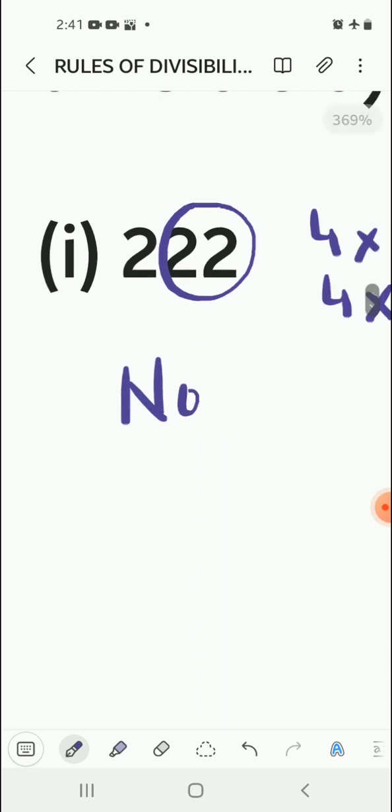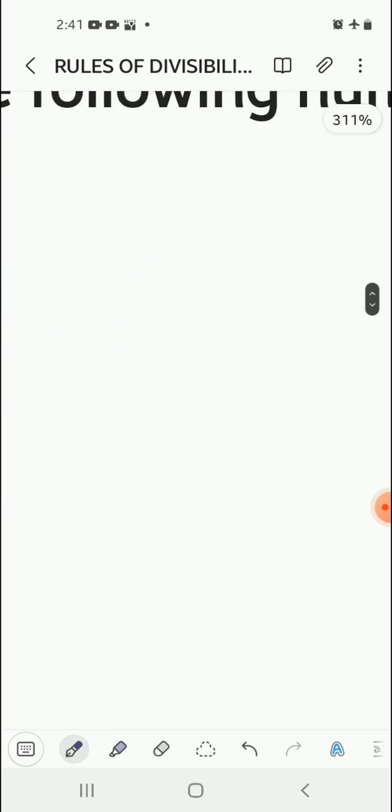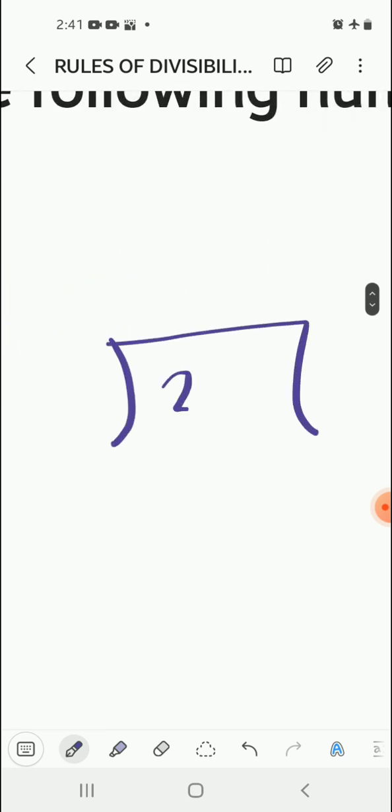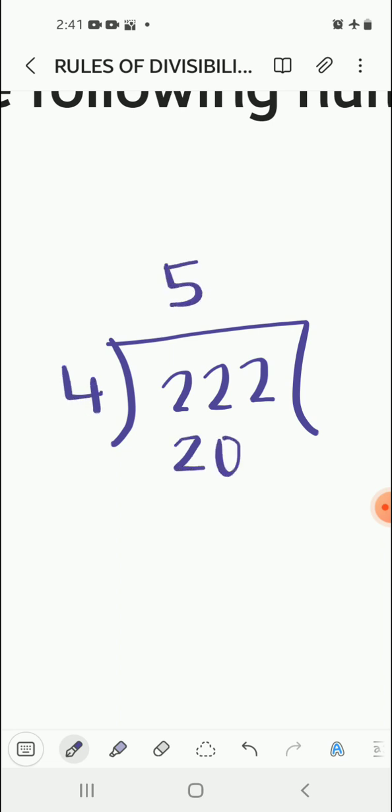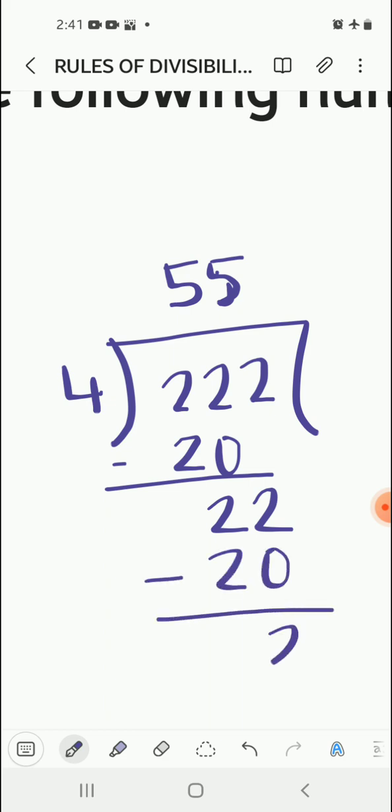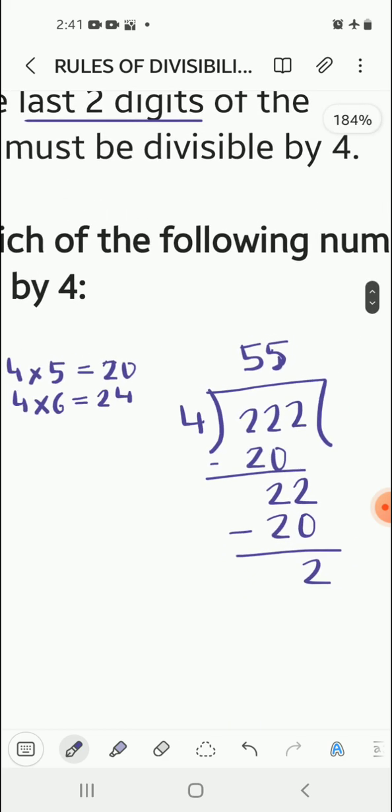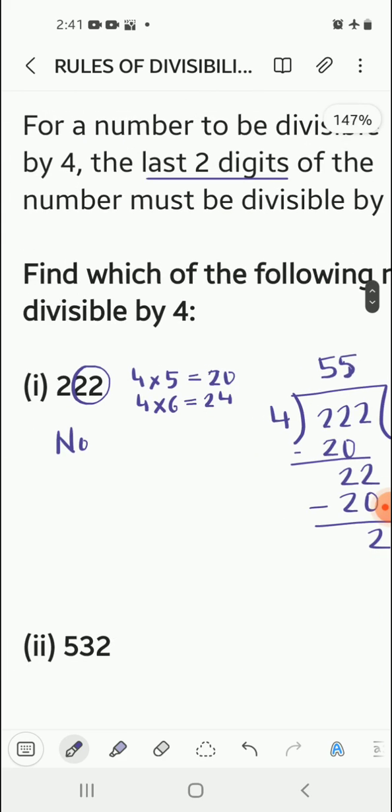We can prove it. 222 will not get divisible by 4. Let's check. 4 into 5, we get 22, and again the 2 shifts down. Again 4 into 5 is 20, and 2 remains as a remainder. Therefore, hence proved that it is not divisible by 4. Without even solving, without even dividing, we can find out using the rules of divisibility.